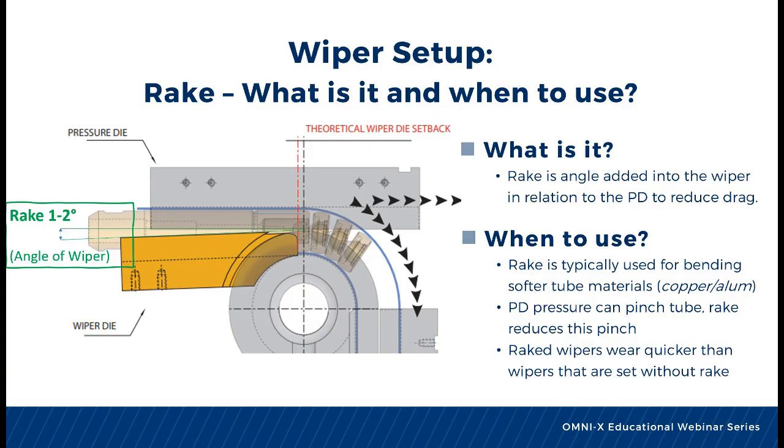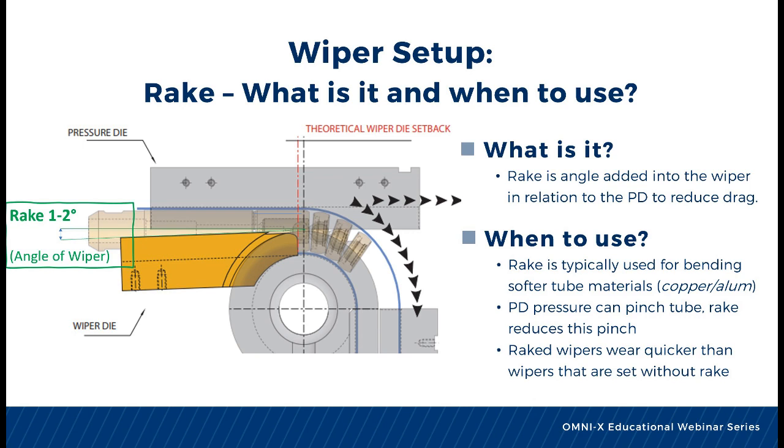Now we are discussing what is rake and when to use rake. As you can see in the picture shown, what is rake? Rake is an angle added into the wiper in relation to the pressure die to reduce drag. When to use rake? Rake is typically used for bending softer materials, copper, aluminum. Pressure die can pinch the tube. Rake can reduce the pinch.